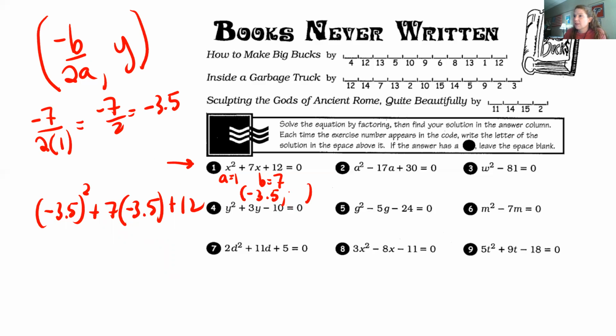negative 0.25 or negative 1/4. It doesn't matter. Either one of those works, okay? That's how you guys are going to do all of these. So you're going to give me your two values of x, x is equal to these two numbers, and I want you to give me what the vertex is, okay?